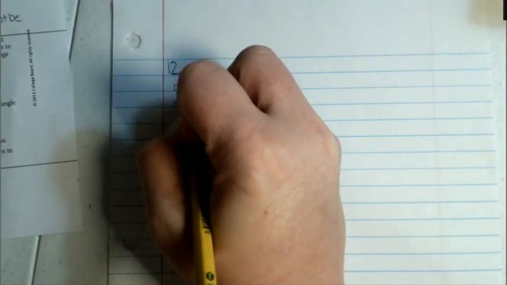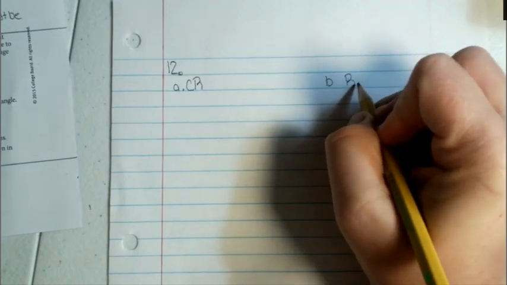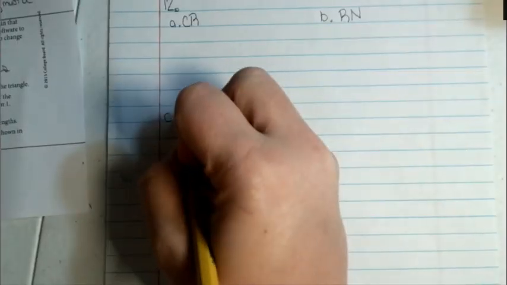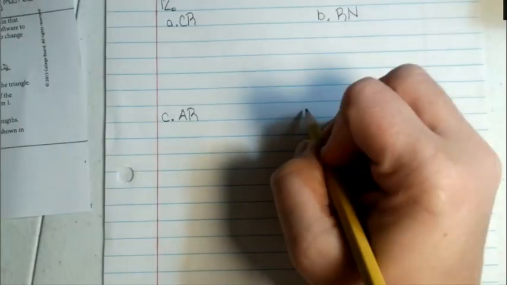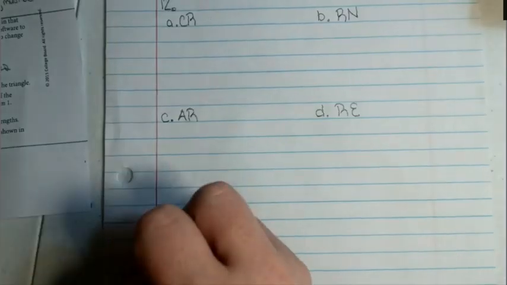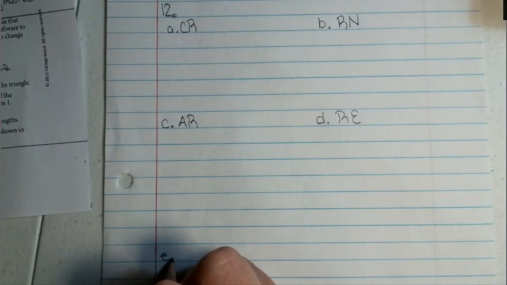A asked us to find the length of CR. B asked me to find the length of RN. C asked me to find the length of AR. D asked me to find the length of RE. E asked me to find the length of GR. And F asked me to find the length of RH.